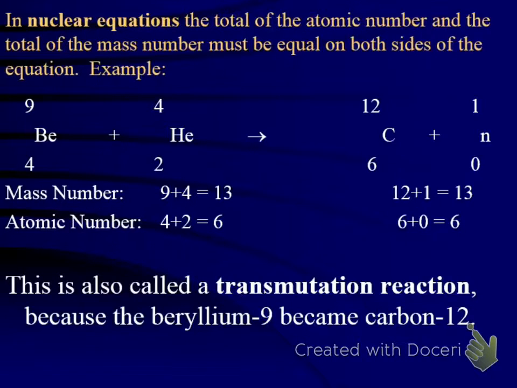Okay? This is also called a transmutation reaction, because beryllium-9 became carbon-12. That is a transmutation. It's becoming something else. Makes sense? We're mutating, right? Also one of your words.